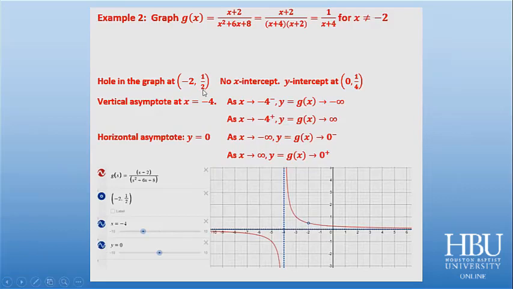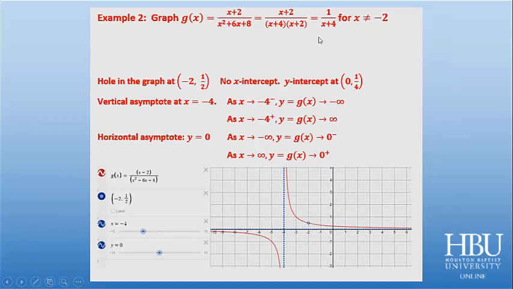Where did I get this y coordinate of 1/2? I simply substitute the -2 into the expression after the common factor has been canceled out. So if x is -2, I have 1 over -2 plus 4, that is 1/2. I'm going to have a hole in my graph at the point -2, 1/2. If you look at the graph, this is a little hollow dot. This represents the hole at the point -2, 1/2.